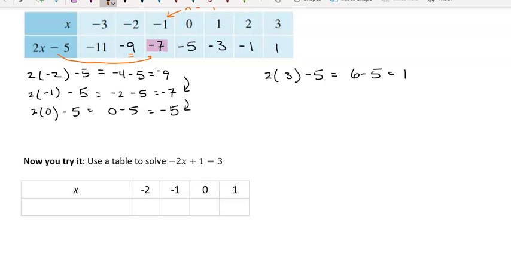Okay, so the next problem is for you to try. So you're going to use a table to solve -2x plus 1 equals 3. Pause the video, give it a shot, and then come back and look at the answer.